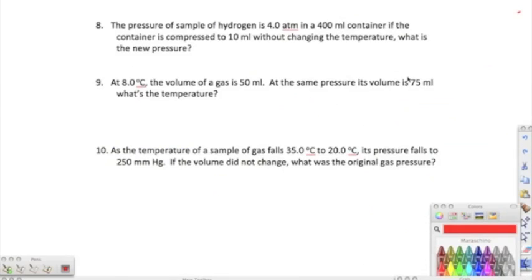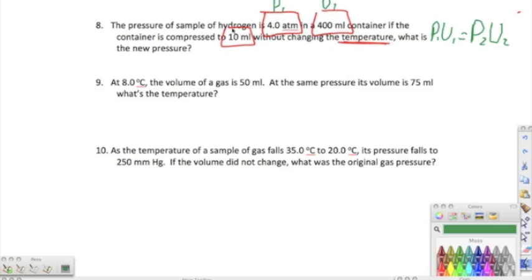Alright guys, moving on to number 8. It says the pressure of a sample of hydrogen is 4 atmospheres in a 400 milliliter container. If the container is compressed to 10 milliliters without changing the temperature, what is the new pressure? Temperature is constant, so we don't worry about that. Here we're dealing with a Boyle's law problem. So our equation is P1 V1 equals P2 V2, because temperature is held constant, so we don't need it. Let's label everything we have. P1 is 4 atmospheres, V1 is 400 milliliters, and V2 is 10 milliliters.